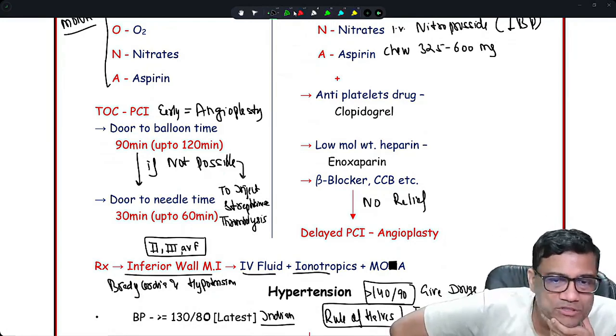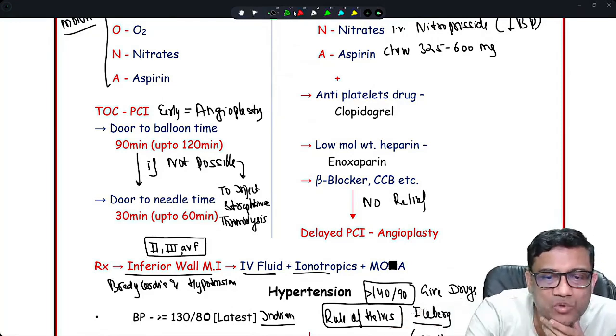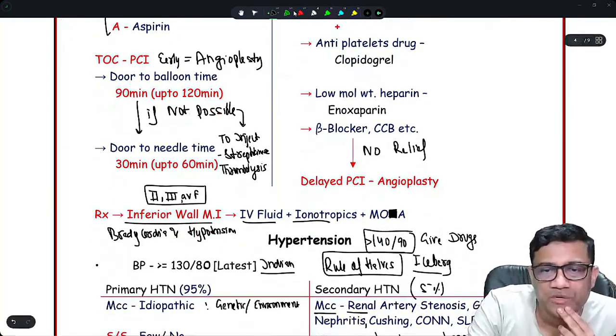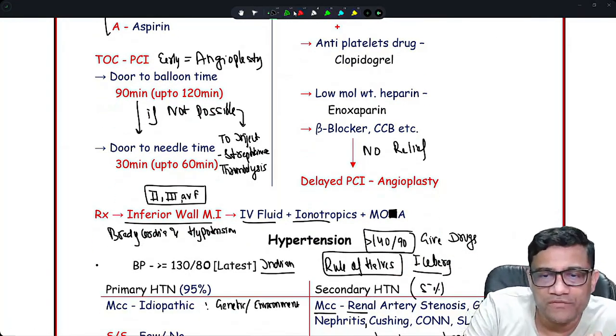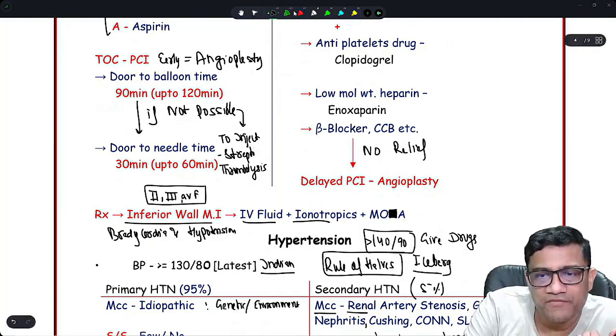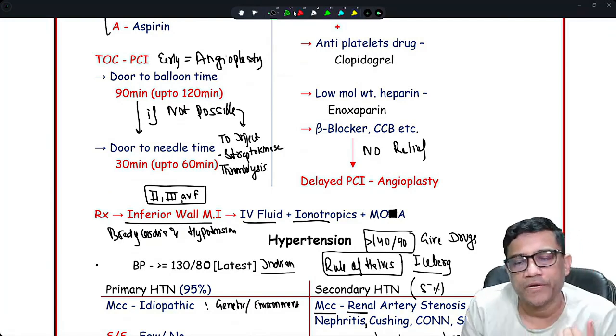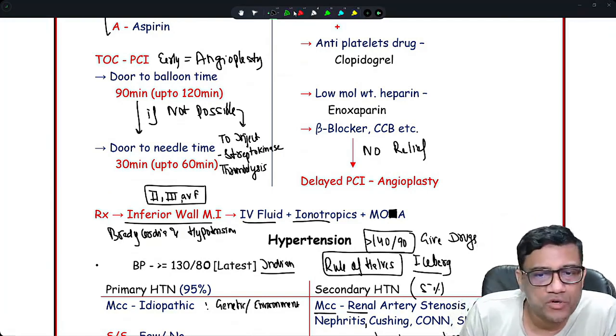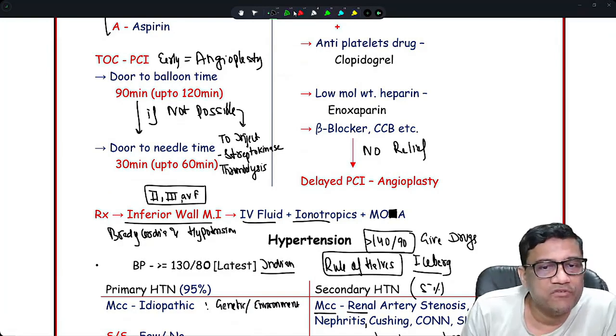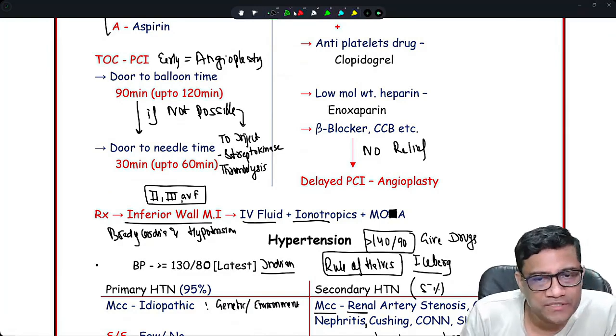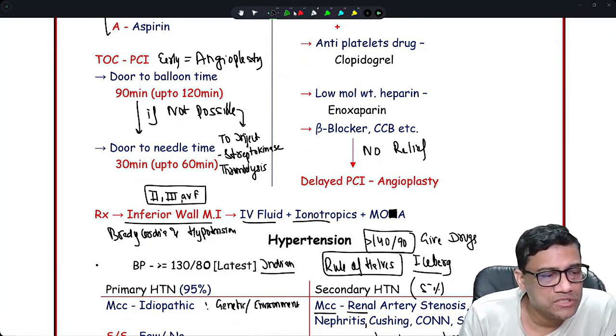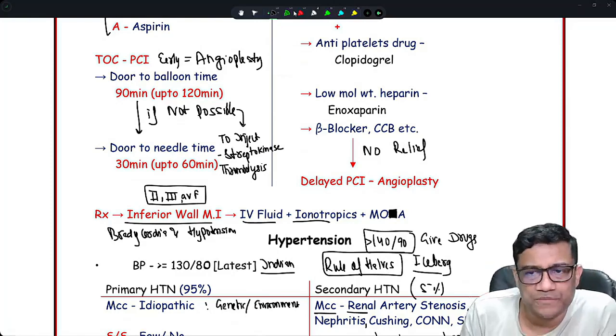If not possible, then you can inject streptokinase for thrombolysis. So remember, when can you give the thrombolysis? If it is not possible to do it in this time, okay, streptokinase, okay, for thrombolysis. What is the time for the injection? 30 minutes up to 60 minutes, up to 60 minutes. Are you clear? Very important question.